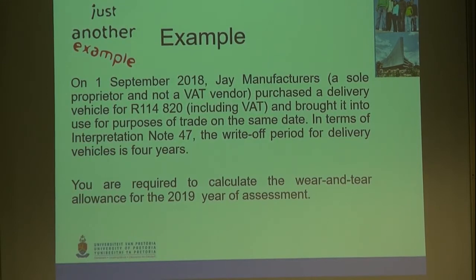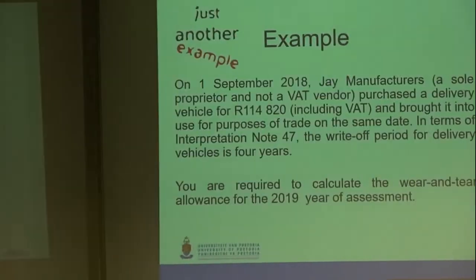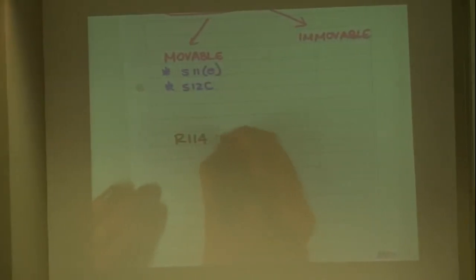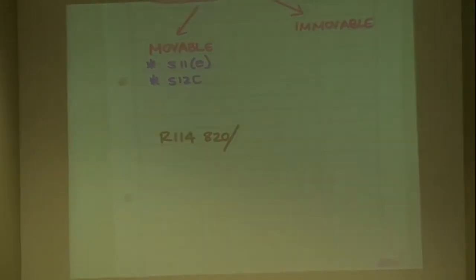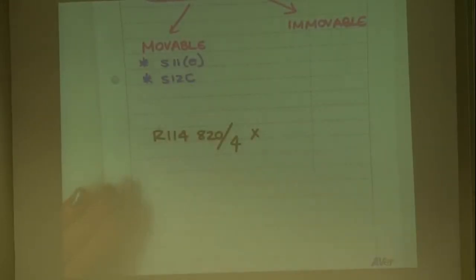So it was purchased on the 1st of September, and they tell us that it was brought into use at that point as well. So we know that they didn't use it for the whole year, so apportionment is going to kick in. They tell us that the cost is 114,820. They tell us interpretation note 47 writes it off over 4 years. Okay, and then here comes the apportionment thing.